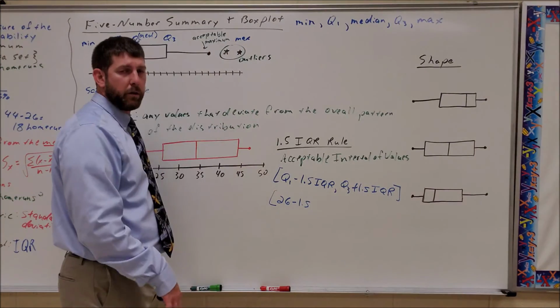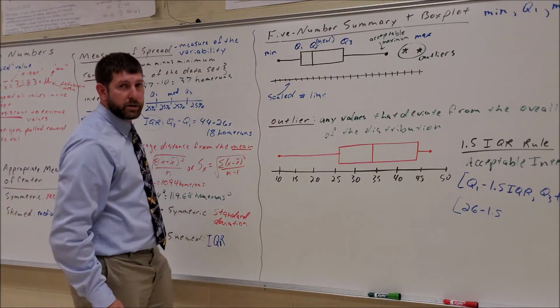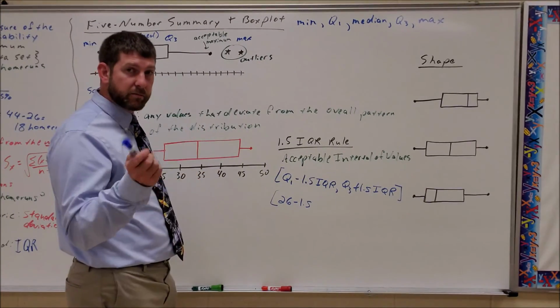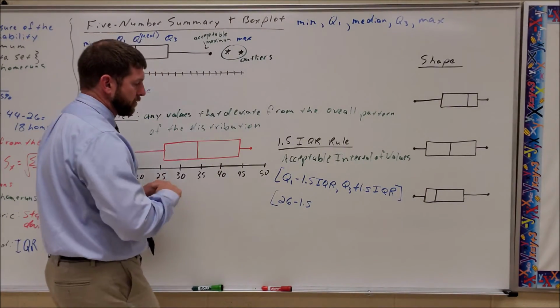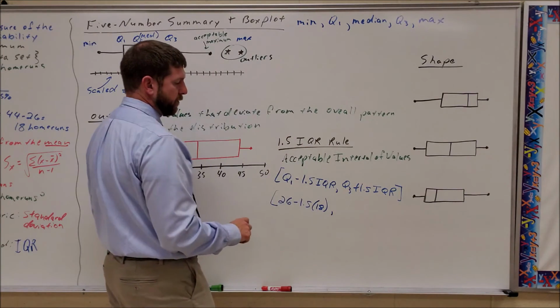1.5. Our IQR we already calculated. What was the IQR we came up with? It was 18 home runs. So we said that 18 home runs was the typical spread for the middle number seasons. So 1.5 times 18. And then we're going to do the same thing with Q3.